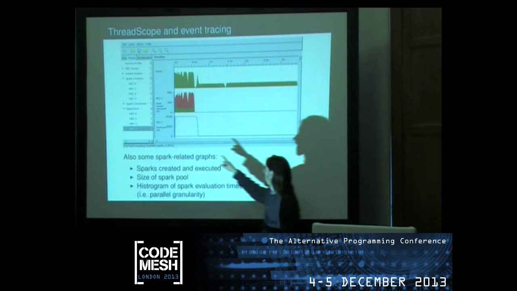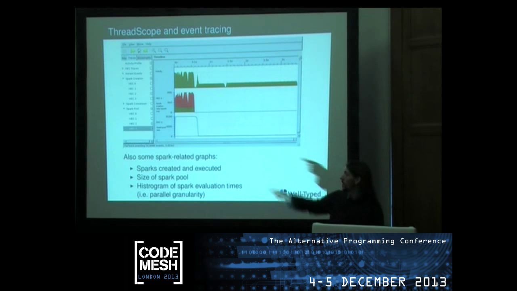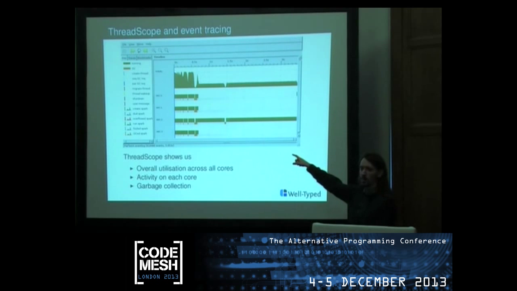So that's another symptom of there being no parallelism available. Once the Spark pool is empty, there's nothing to evaluate in parallel anymore, and that's why only one core was doing the rest of the work. There was no more parallelism.